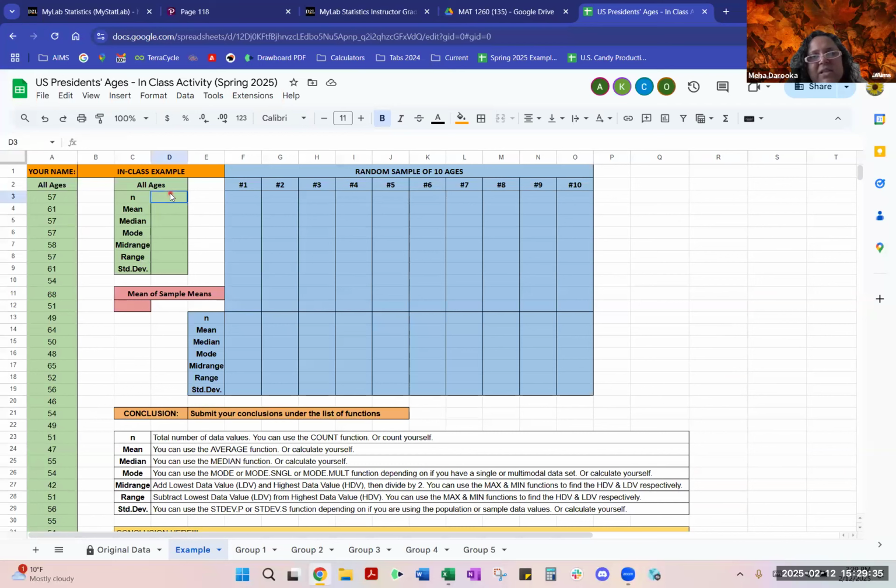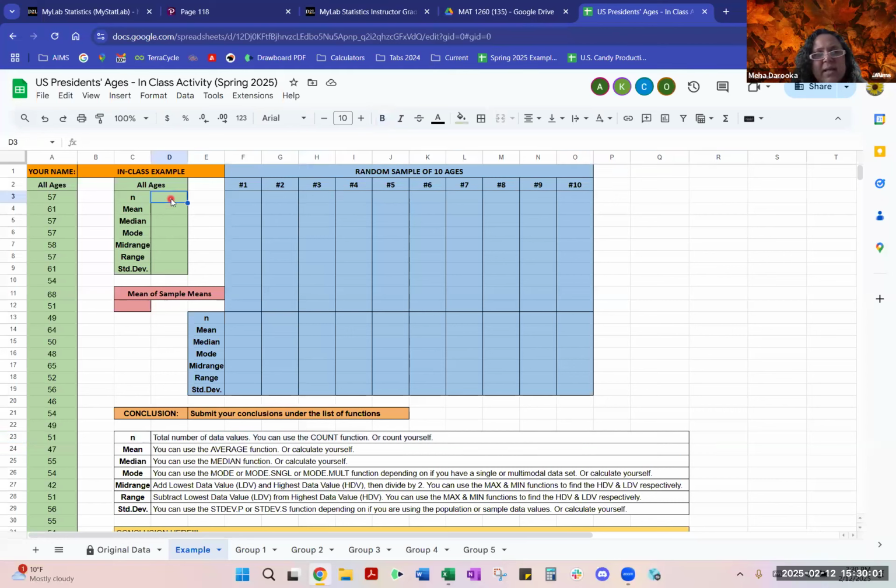So the N value here, guys, is to just count how many data values we have in our data set. Now, of course, we could go down the line and say, okay, there's 1, 2, 3, 4, 5, and keep going, right? But the easier method would be to use the count function. So you will see I'm on the example page now. We have the count function that will actually count how many data values you have.